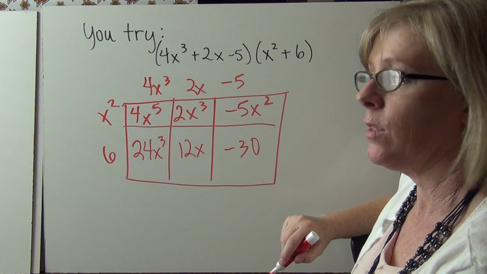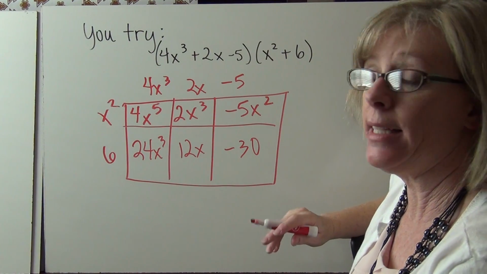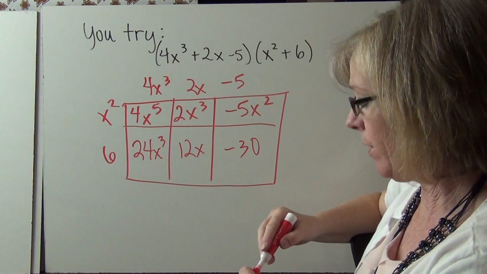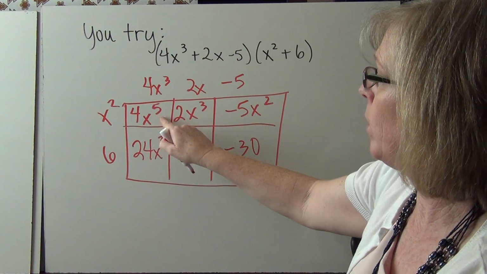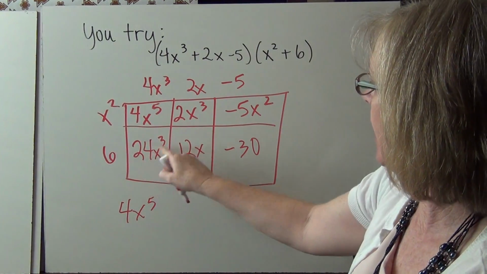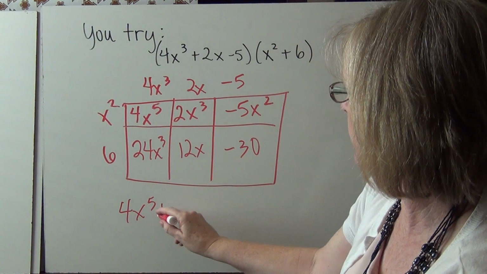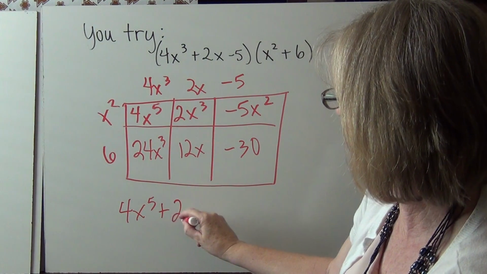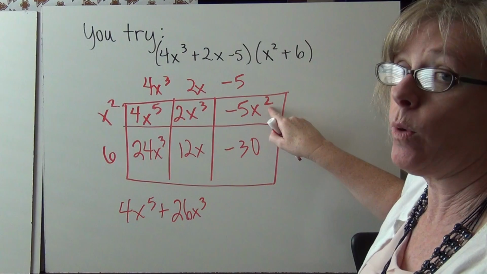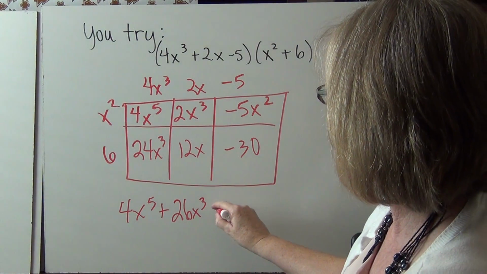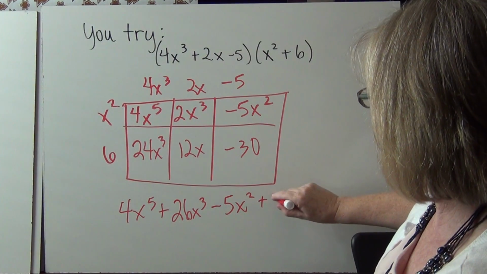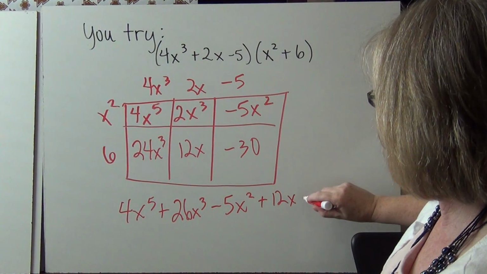Okay? So let's pay attention here because I have slightly different, because I'm missing a term here on the x's, my numbers aren't going to be perfect on the diagonal. But I do know I only have 1 x to the 5th. So here we go. 4x to the 5th. I have 2x to the 3rd, so let me add them together, and I get 26x to the 3rd. This is an x, and this is an x squared, so I'm going to do the x squared next. -5x squared, and then the x, plus 12x, and last, -30.